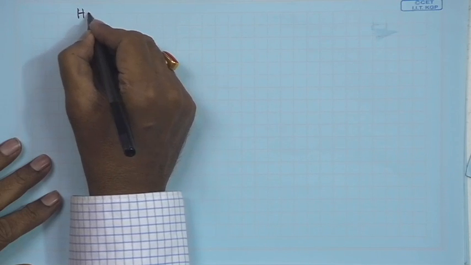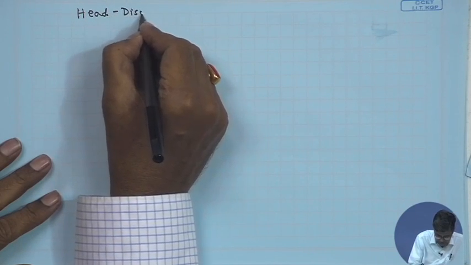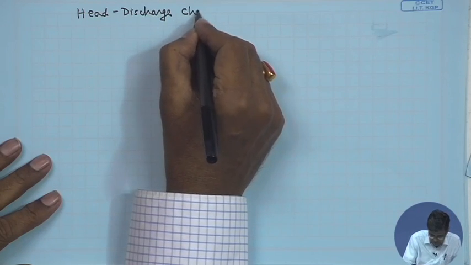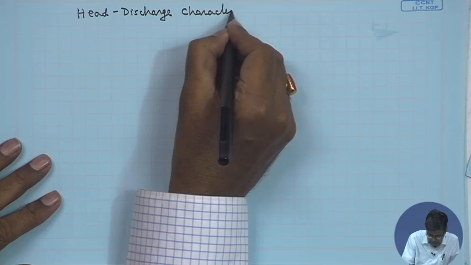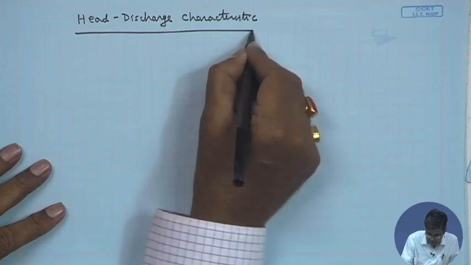So, today we will discuss the most important feature of a centrifugal pump, that is, head discharge characteristics. Let us write then head discharge characteristic.